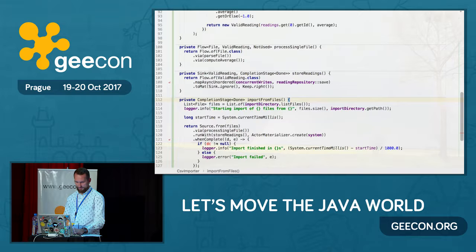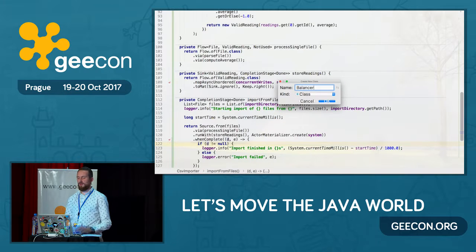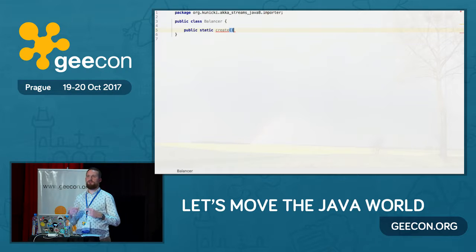Let's just delete those. Okay, one more try. Yeah, Java class. So we're going to call it Balancer. And what we need here is some factory method called create. And once again, we're going to create something that, from the perspective of the shape in Akka Streams, resembles our process single file. So it would be a flow that has an input value and an output value. And as you've seen before, the flow is actually a graph with a shape of a flow.